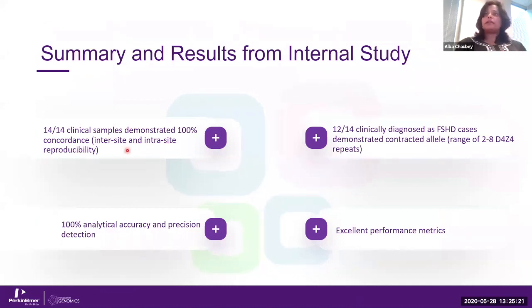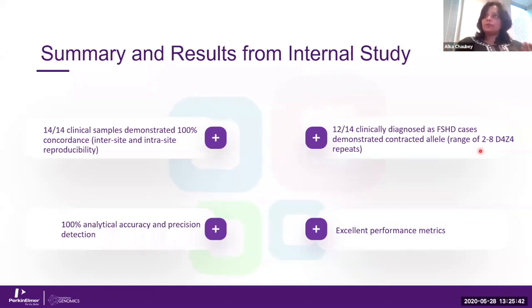And we performed this study at 2 sites, one in the PerkinElmer Genomics lab in Pittsburgh and one in San Diego. Also, 12 out of the 14 clinically diagnosed FSHD patients demonstrated the contracted allele between the range of 2 to 8. Remember, I said it has to be between 1 to 10.